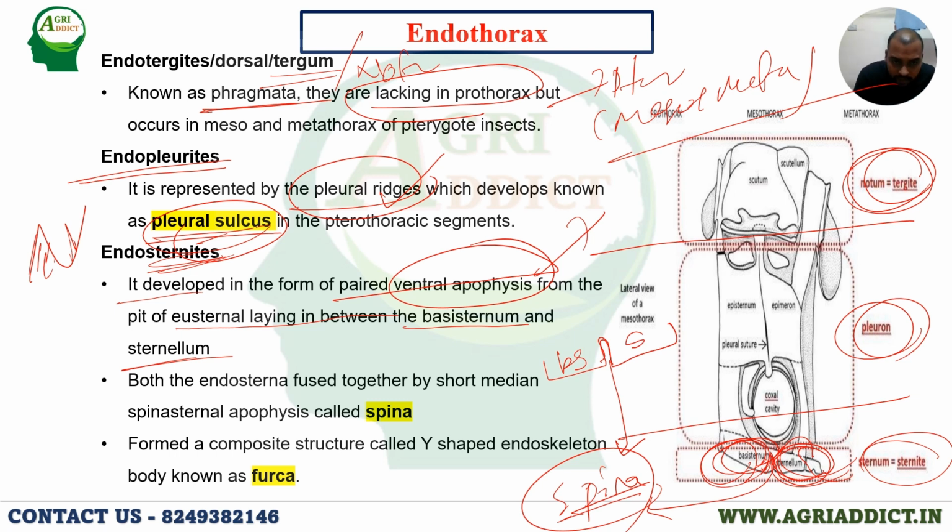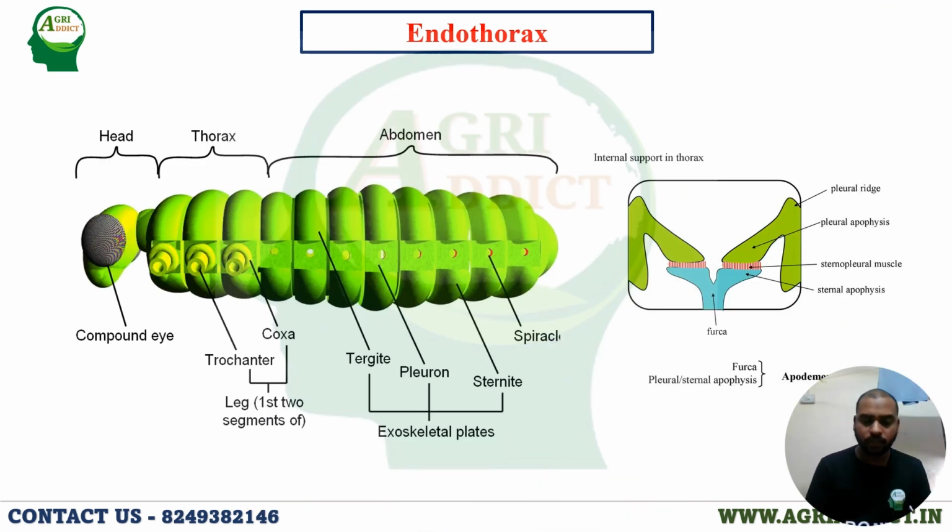And there is a Y-shaped endoskeleton structure also, called the furca. I will show the picture in the next slide. What is furca? It is a Y-like structure. This is called a furca. I will tell you in the next slide.